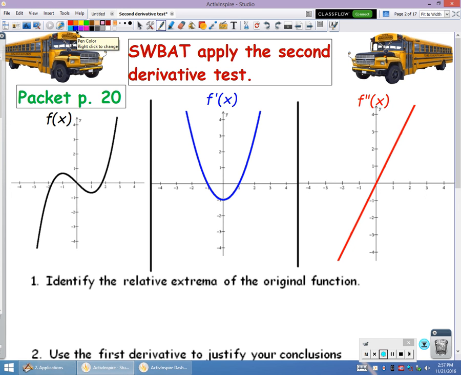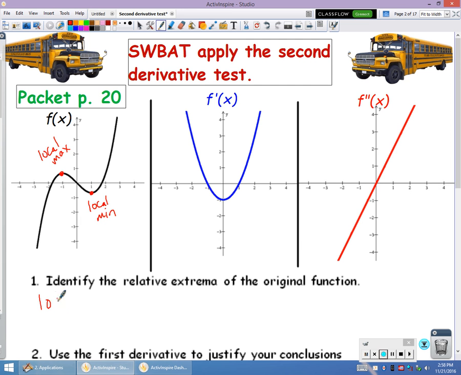Number 1, we're going to identify the relative extrema of the original function. Since we have the original function here, we can clearly see that there is a local max at x equal to -1, and I intentionally gave you a graph where you can identify these values easily. And there is a local minimum at x equal to 1. Local max at x equal to -1, local minimum at x equal to 1.